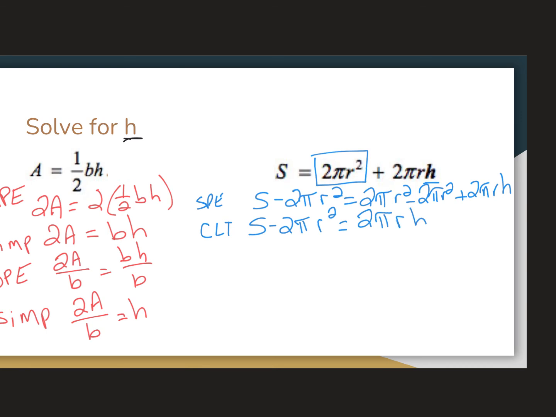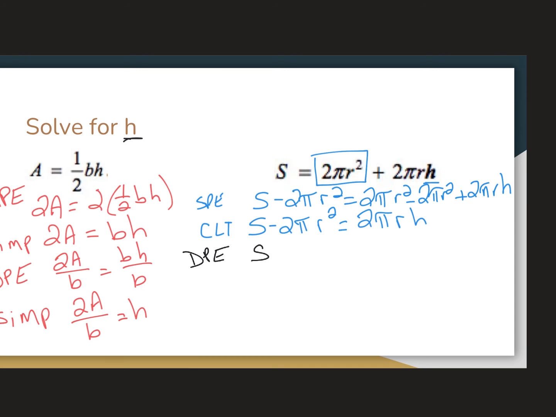And again, I'm trying to get H by itself. The 2, the pi, and the R are all multiplied with my H. I know that because there's no symbols between them. So I'm simply going to use my division property of equality and divide both sides by 2 pi R.